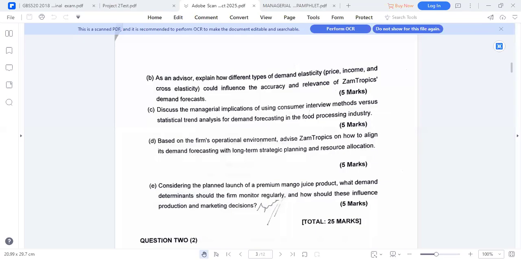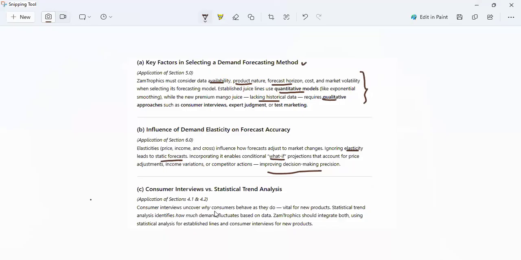So consumer interviews usually uncover why consumers behave the way they do. It is usually used when you're dealing with new products, whereas a statistical trend is there to identify how much demand will fluctuate based on the data. So Zamtropics in this case should integrate both. They should use the statistical analysis for established lines and also consumer interviews for the new product lines. So both will be appropriate.